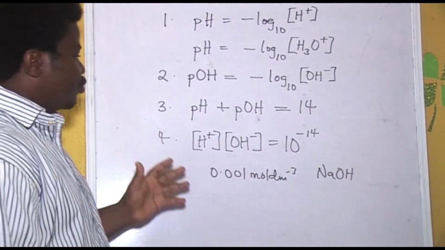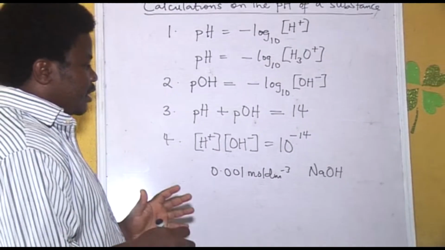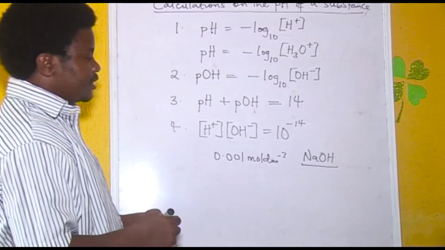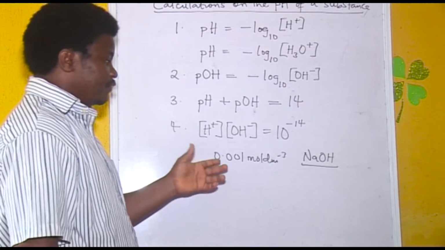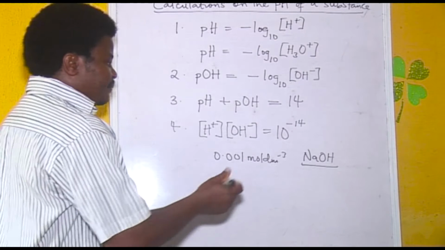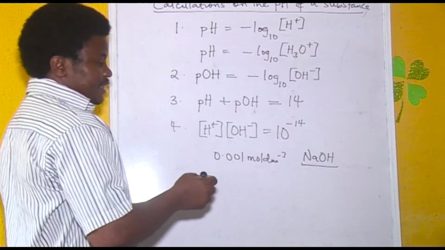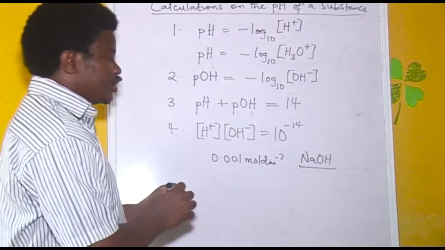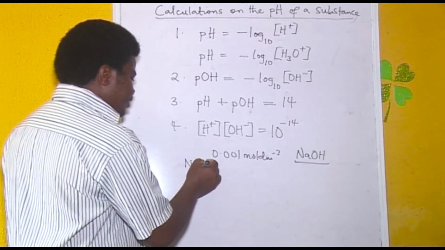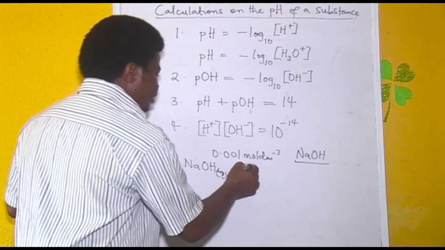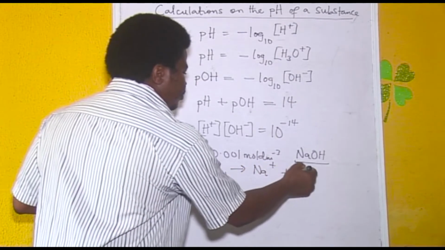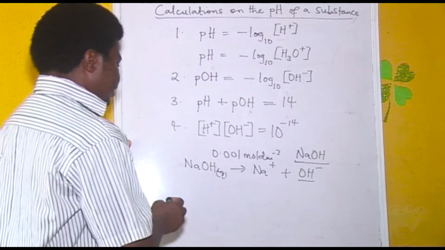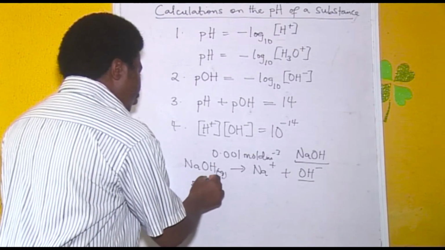Now, just as we outlined before we wrote all these four formulae, for this substance in question, we cannot directly calculate the pH. Even though we know the concentration, we can't directly calculate the pH because the substance is not an acid, it is a base. This is sodium hydroxide, which will dissociate into sodium ion plus hydroxyl ion. So it is a base. We cannot calculate the pH directly, but we can calculate the pOH.